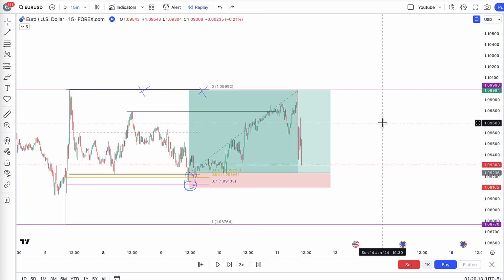So that is how this setup works over and over. This is the thought process. It's the same concepts. The range setup, the fib golden pocket. And I hope you enjoyed this breakdown.